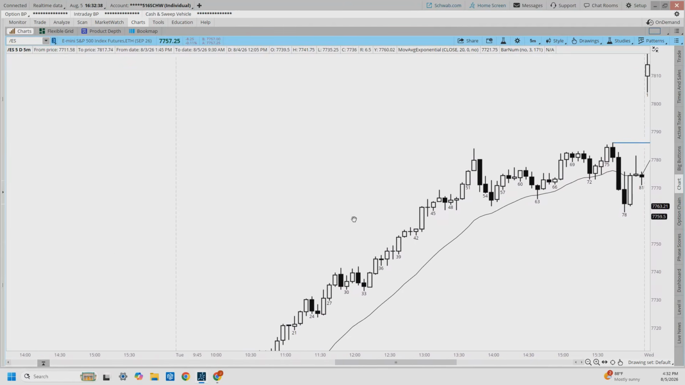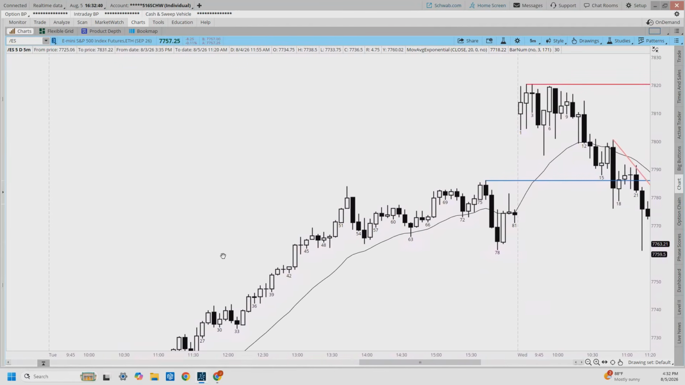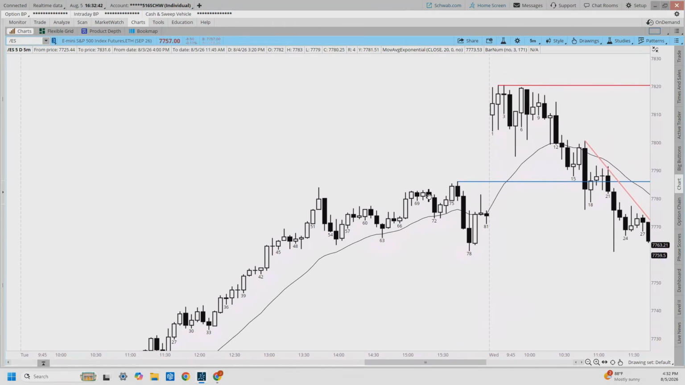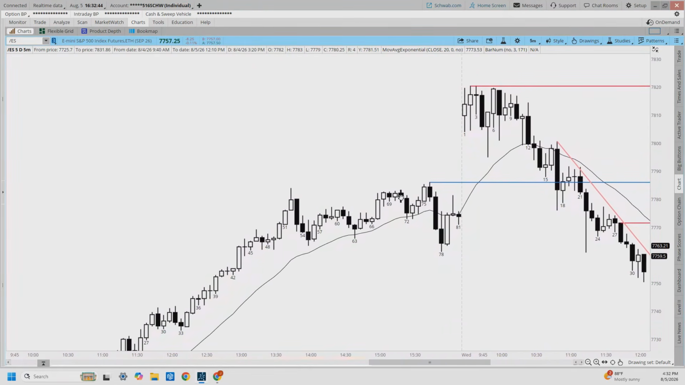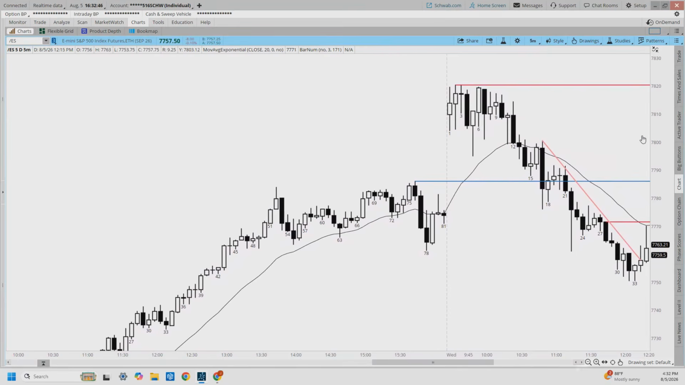The point is the selling does not appear to be as sustainable as it could be. So the expectation here is more of a trading range or a reversal, but not a small pullback trend day all day long.